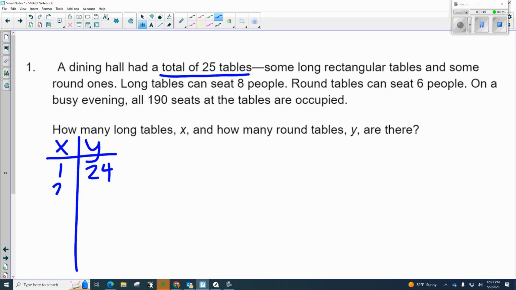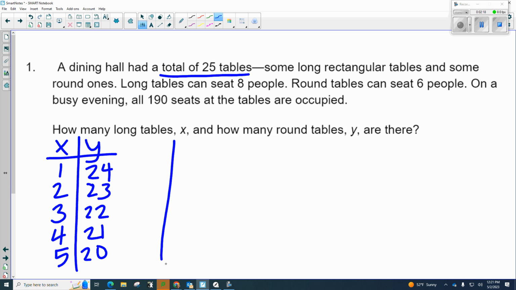And then I just started kind of listing the possible outcomes. If there was 1 and 24, if I had 2 long tables, I would have 23 round tables. If I had 3 long tables, I would have 22. All of these, the importance is the sum has to be 25. Okay, so 4, 21, and you can hopefully see there's a pattern happening. And then I ran out of room there, so let me continue.